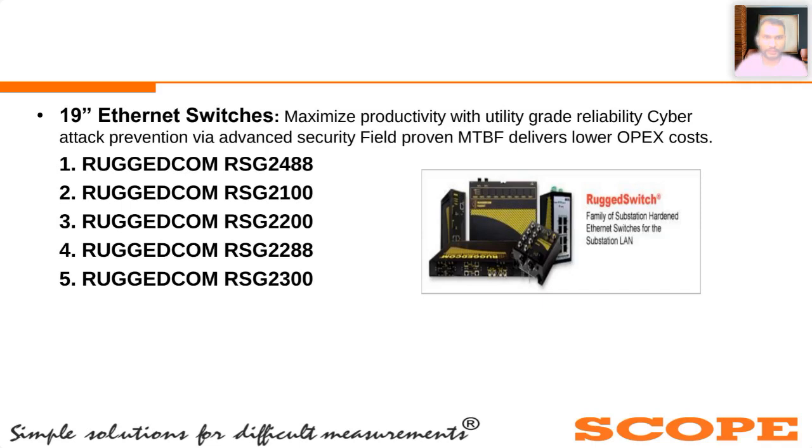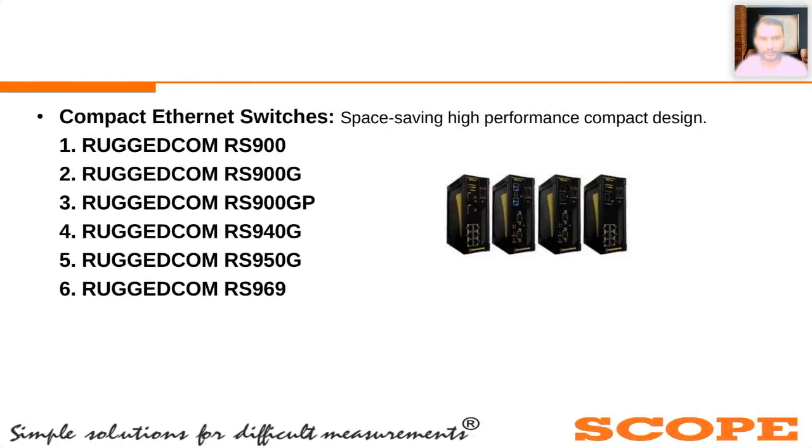There are also compact versions of layer 2 switches available that have fewer ports, maximum 9. You can say the RS900 has a maximum of 9 ports. It can be a DIN rail mount switch, easy to mount within panels. So these switches we are also offering.